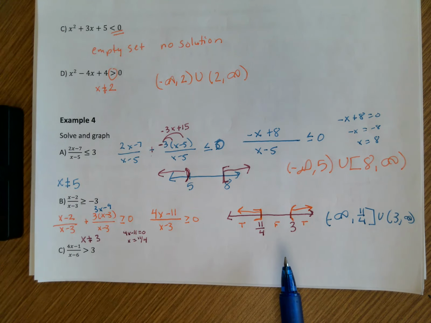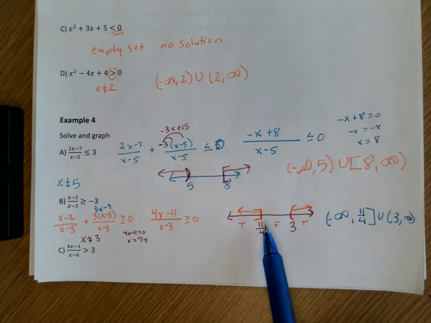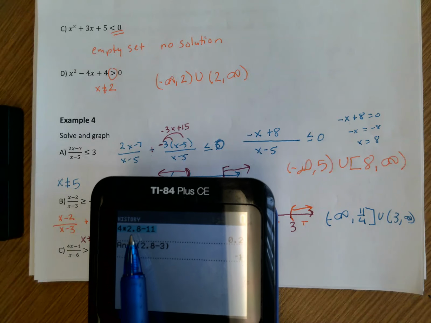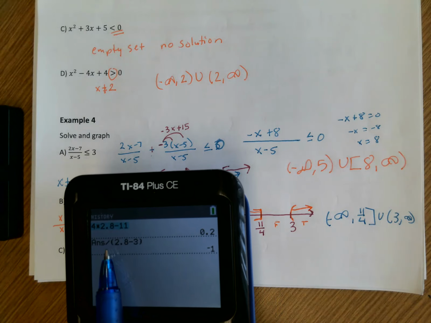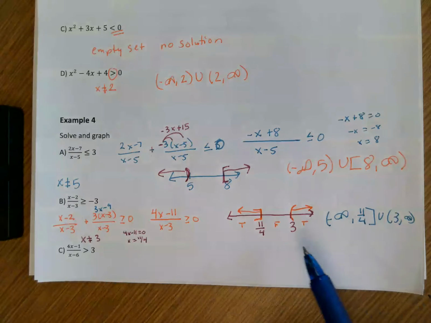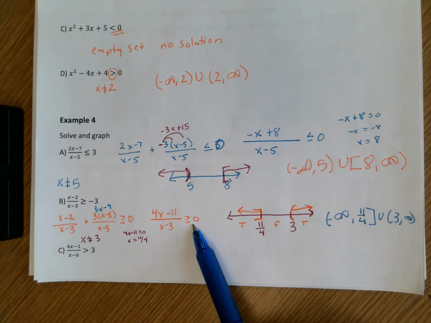What we would have to do, and what I personally did, is I took 2.8. I know 2.8 is in between these. I did the top. I put 4 times 2.8 minus 11, and then divided that by 2.8 minus 3. So I plugged it in for my x value and got negative 1. Negative 1 is not greater than or equal to 0. So that's a false statement. So this is what it looks like.